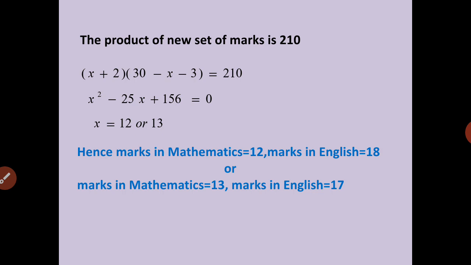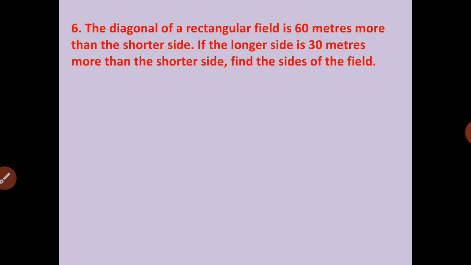If 12 is the answer, then you will have one set of scores, because x is the marks obtained in mathematics. If in mathematics she has got 12, then in English it will be 30 minus 12, that is 18. But if she would have got 13 in mathematics, then in English it will be 17. So here in this question you have two sets of answers. This is quite possible in mathematics.